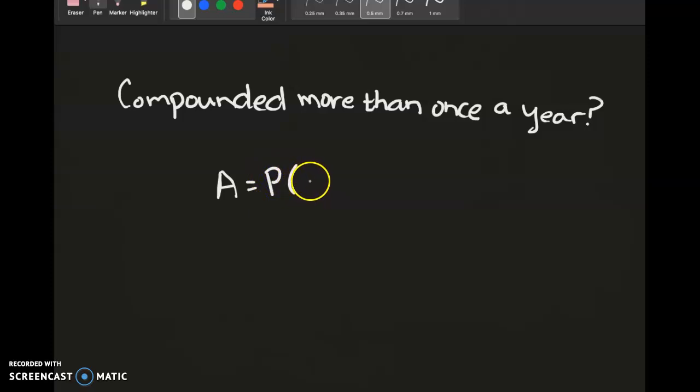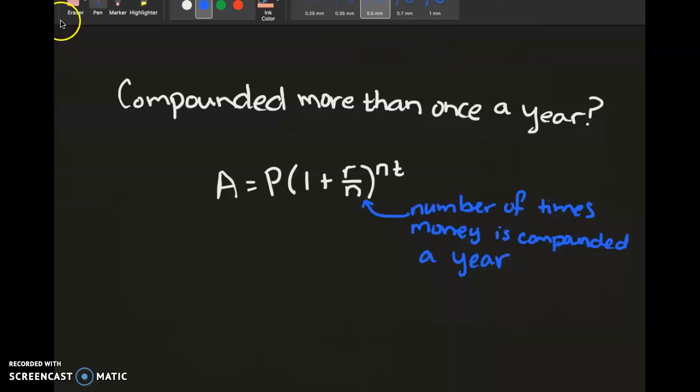So you have A, which is the future value, is equal to P, which is the present value, times 1 plus, and here's where it gets different, R, which is the interest rate as a decimal, divided by N, to the power of N times T. N stands for the number of times that your interest is being compounded a year, so the number of times that the interest is being put back into the account. So again, N is the number of times the money is being compounded a year. Let's go ahead and look at one example of this.